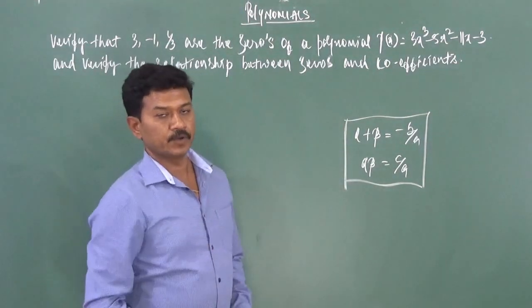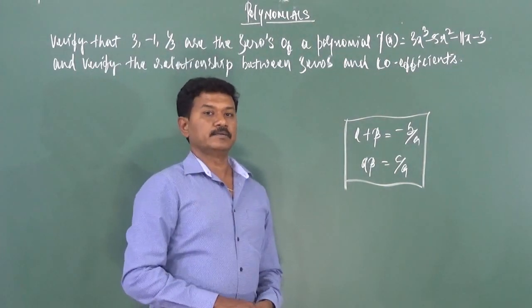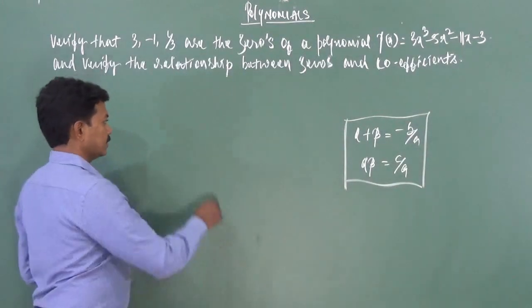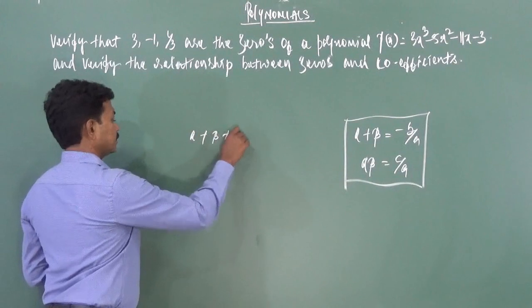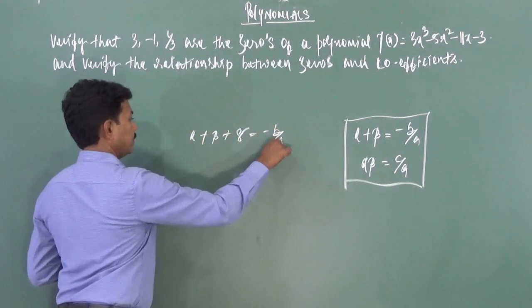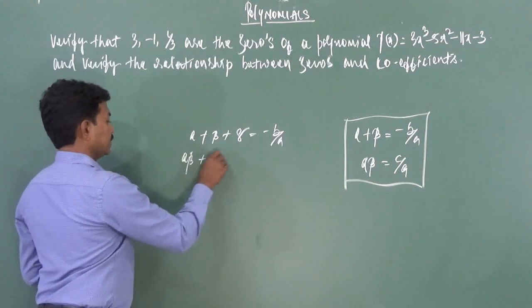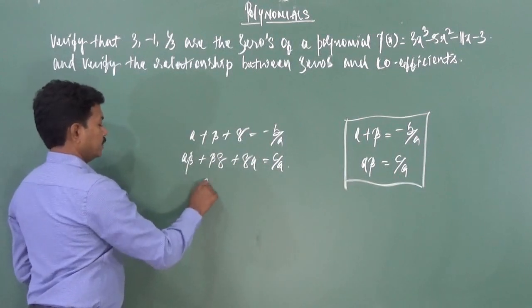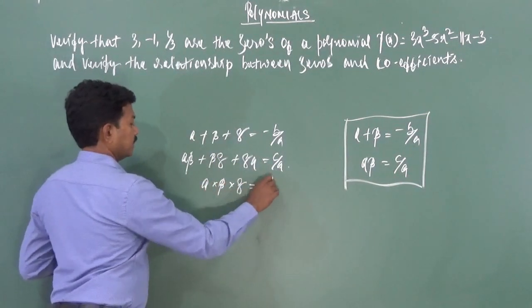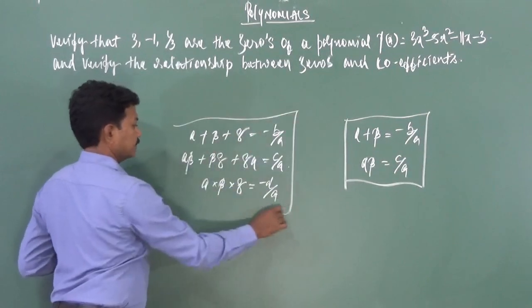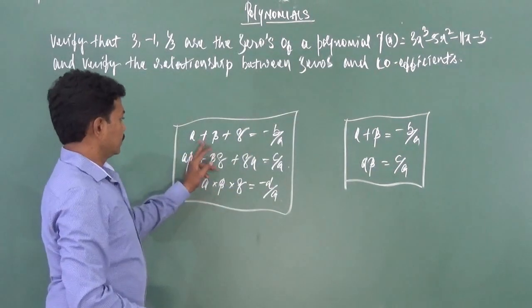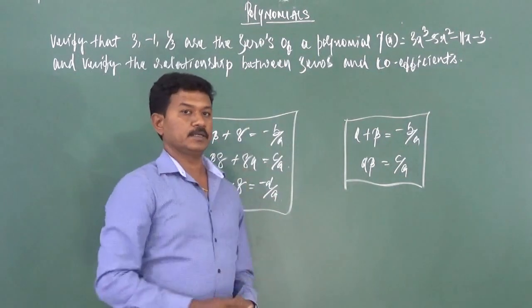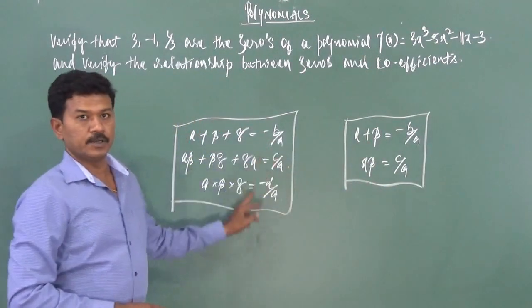In case of a cubic polynomial, I had derived the relationship between the zeros and the coefficients in the previous session. I just have to remind you of that. Alpha plus beta plus gamma is equal to minus b by a. Alpha beta plus beta gamma plus gamma alpha is c by a. And alpha into beta into gamma is minus d by a. I hope you remember this relationship. So these are the 3 relationships between the zeros and the coefficients of a cubic polynomial. This is for the quadratic polynomial and this is for the cubic polynomial.